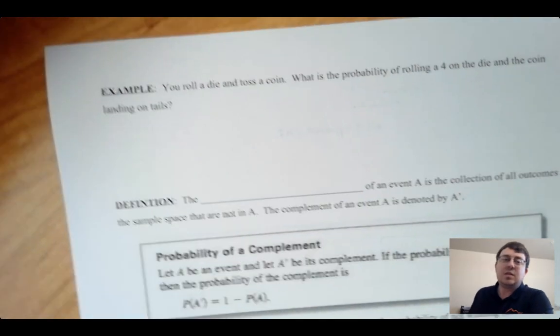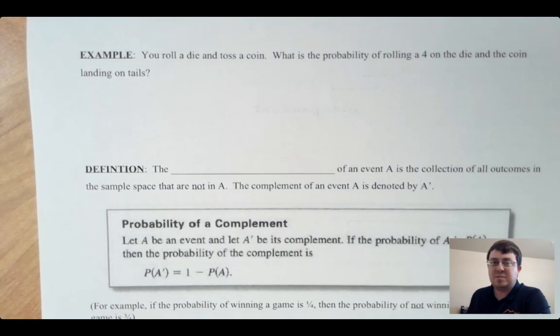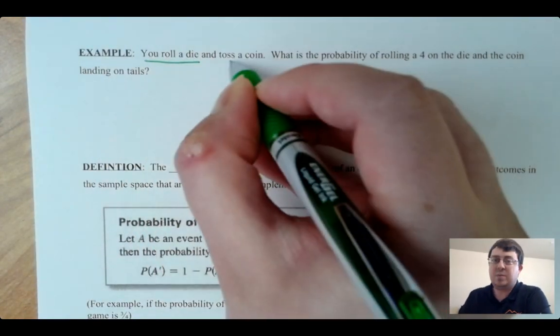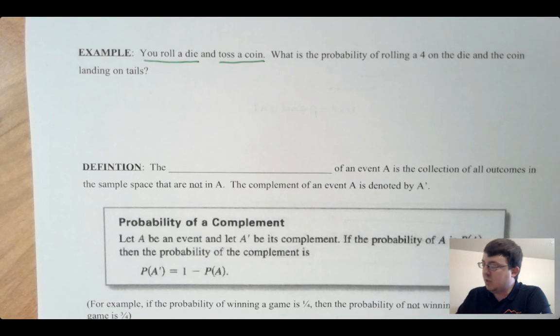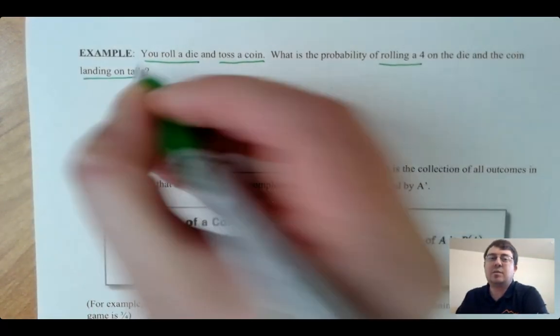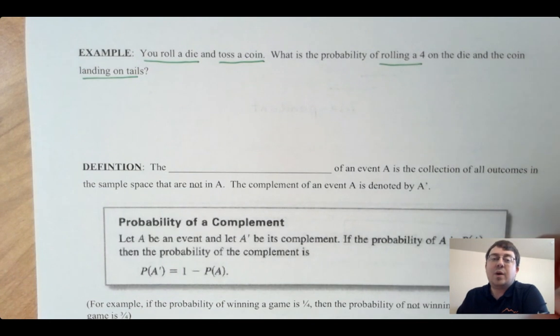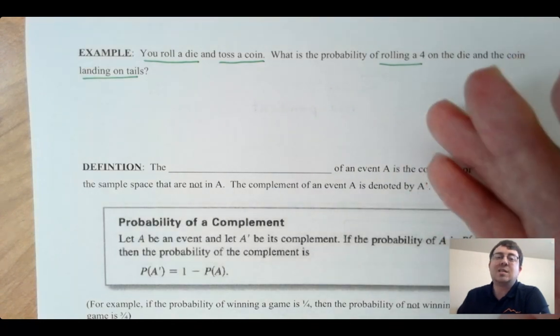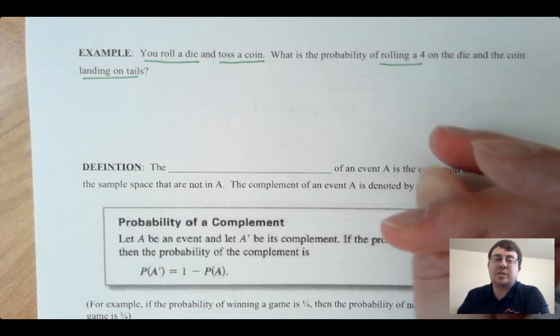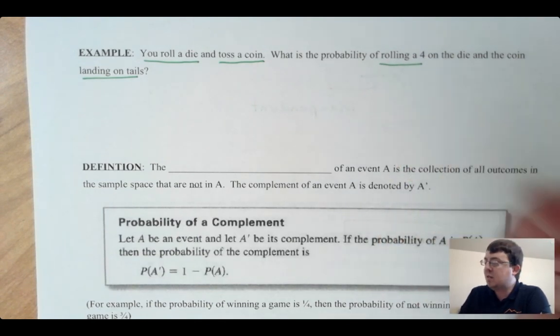Okay, these are pretty simple examples. Let's do one more before we move on to complements. You roll a die, and toss a coin. What's the probability of rolling a 4 on the die and the coin landing on tails? Dice and coins are independent events, so they don't really matter to each other. Even with multiple rolls of a die or multiple tosses of a coin, it doesn't matter if I get heads and heads and heads and heads, the probability of the next coin toss is still 50-50 heads versus tails. So all this stuff is independent.